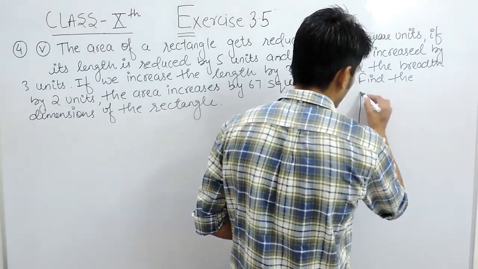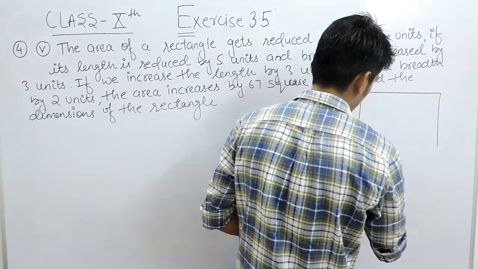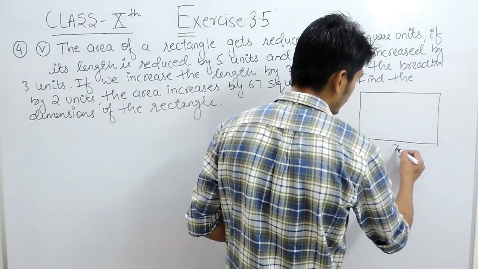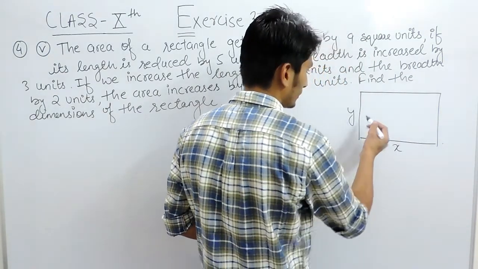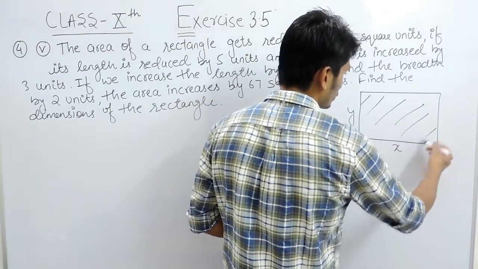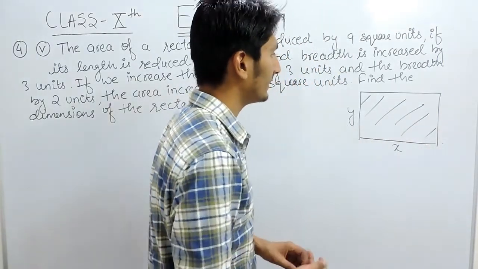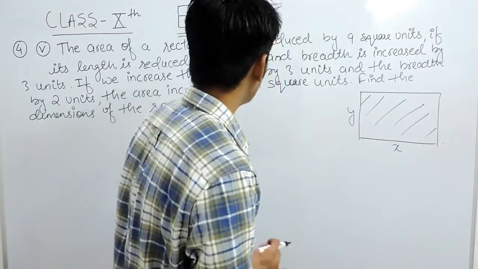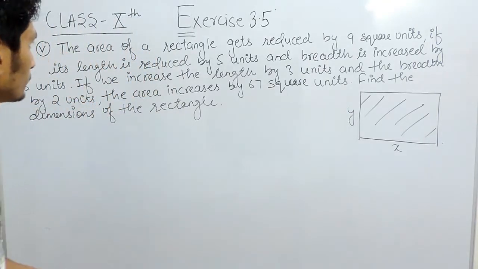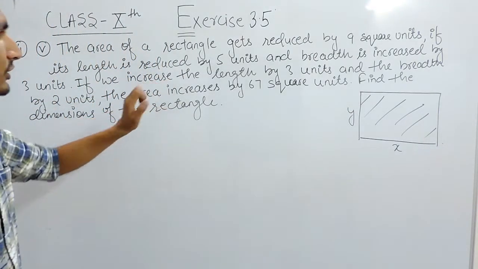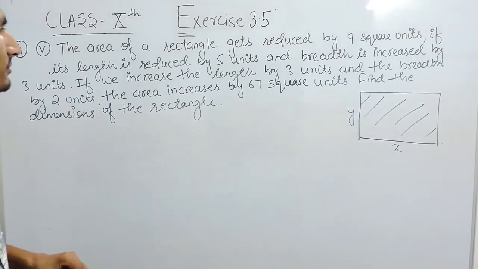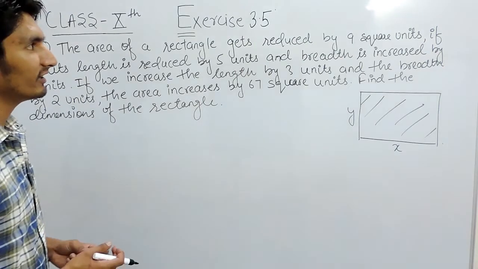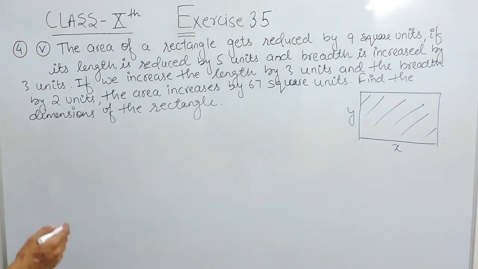It says that let the length of the rectangle be x and breadth be y. So obviously its area should be xy because we know that the area of the rectangle is length into breadth. So its area should be xy. And now what you have to do is reduce the length by 5 units and breadth is increased by 3 units. So its area will be reduced by 9 square units.